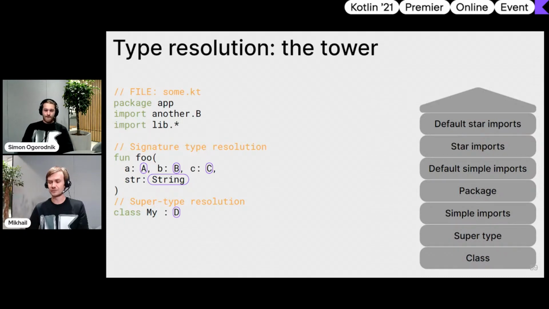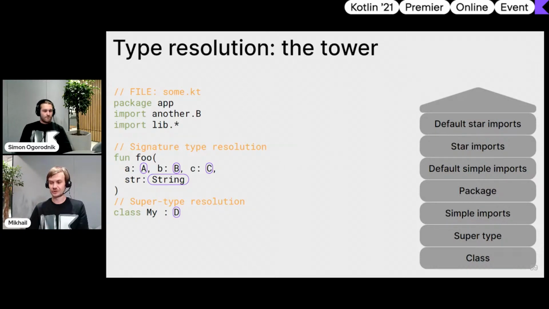Supertypes of a class also contain some names. Some names are imported, like another B in this example. Some names are contained in the same package. Some names are imported by default, like string here. Some names are imported by star imports, like lib.star here.